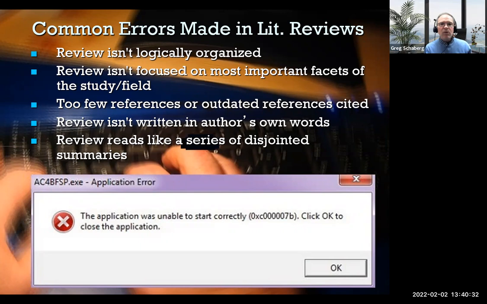And finally, the review reads like a series of disjointed summaries. That's the last thing you want. As Ms. Allen was saying, you want to connect your ideas with transitional elements so that your reader understands how studies are connected, how they compare, how they contrast, whether they're good, whether they're bad. Make sure that your reader understands these things through your analysis. Your analysis will help the actual presentation seem less like a series of disjointed summaries. So keep that in mind, avoid these errors, and you should be just fine.